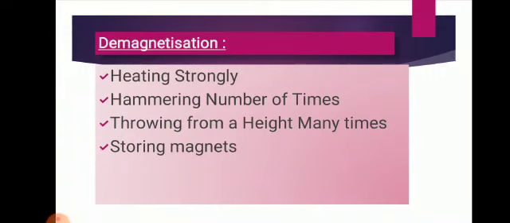Now, demagnetization. Magnets lose their property of magnetism if they are heated strongly, hit with a hammer, or dropped from a height. It means a magnet has a tendency to lose its magnetism. This is called demagnetization. And these are the methods of demagnetization: heating strongly, hammering a number of times, throwing from a height many times, and storing magnets in an improper way.